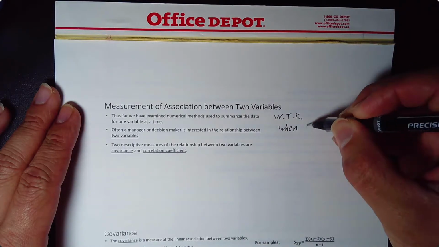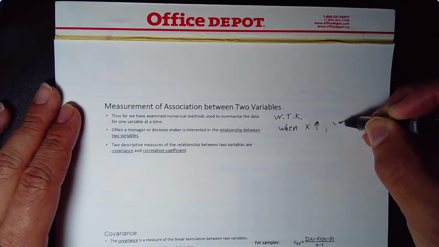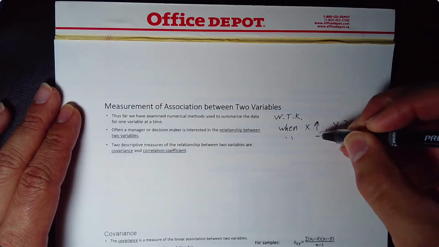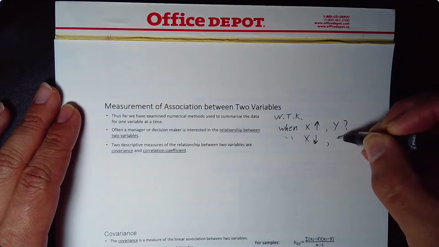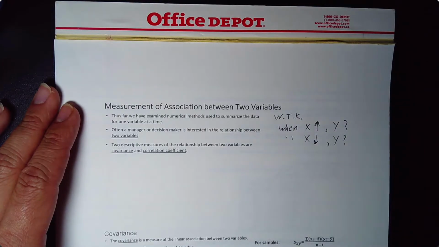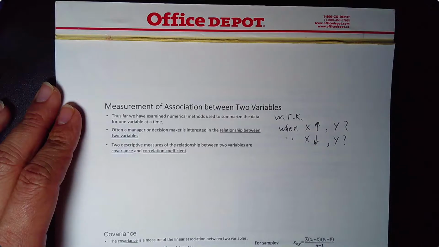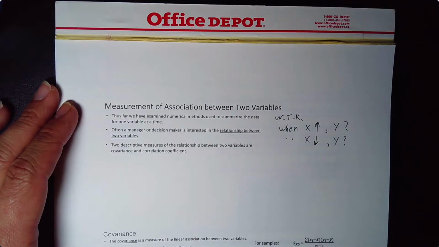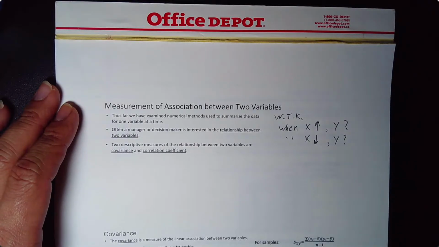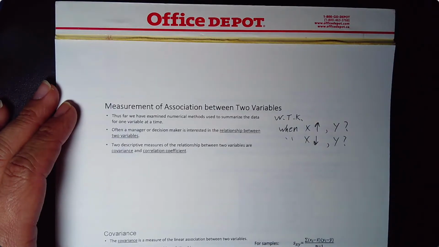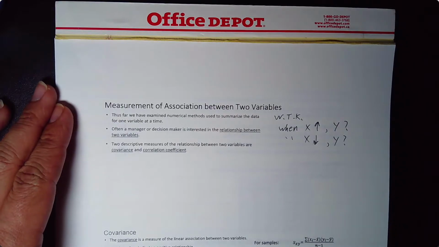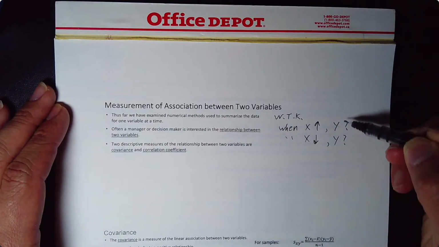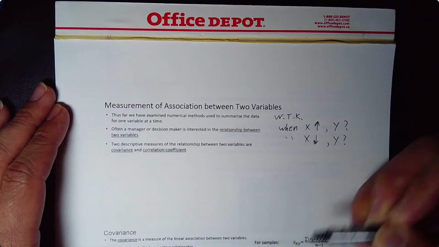when x increases, what happens to y? And when x decreases, what happens to y? And we want this to be on average. Like the example we gave earlier, education and income: yes, there are going to be some people who have a lot of education but don't make a lot of money. But what we're looking for is a trend, overall. What is the relationship? Usually, when x goes up, what happens to y? When x goes down, what happens to y?